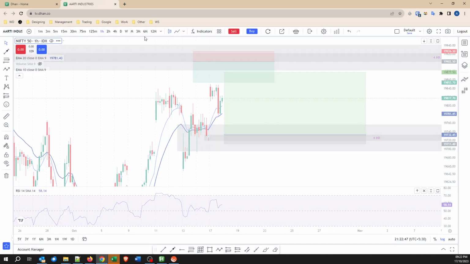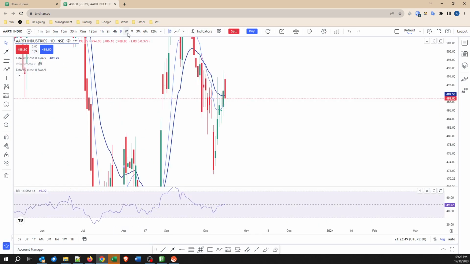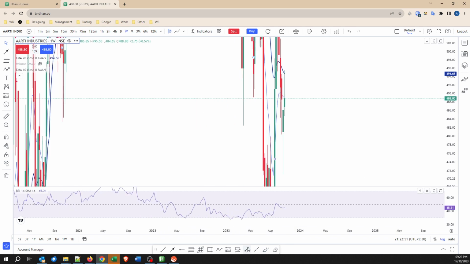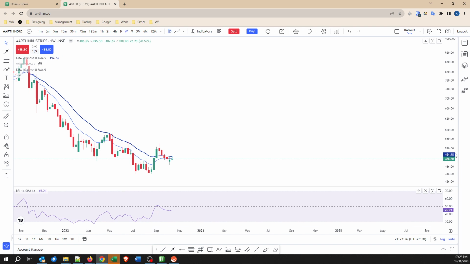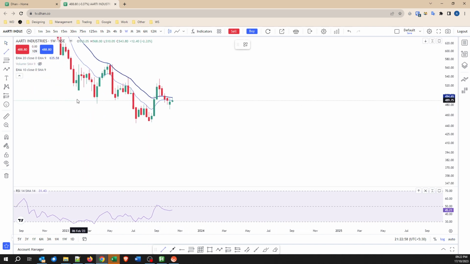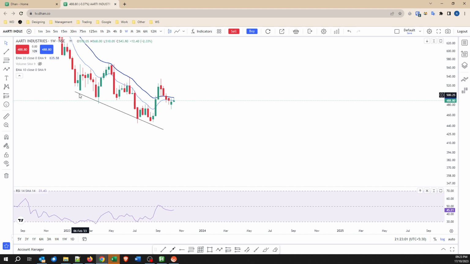AARTI Industries. Let me show you on the daily time frame, on the weekly time frame. See, the reason why I mentioned this is because you can also notice the price has been forming a negative divergence. The price has been moving down, and if you correspond that with the RSI right there, it's moving slowly up. So I'm expecting the price to move back into this zone somewhere between here and then shoot back up.